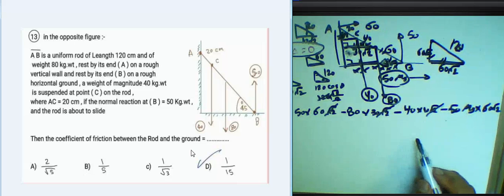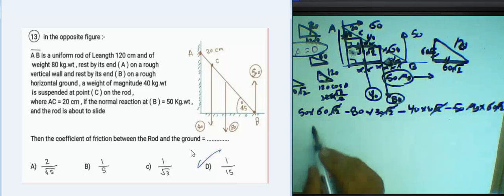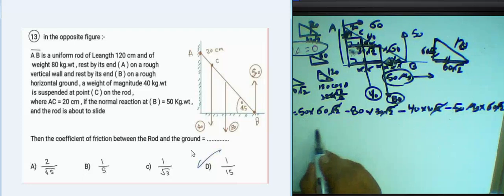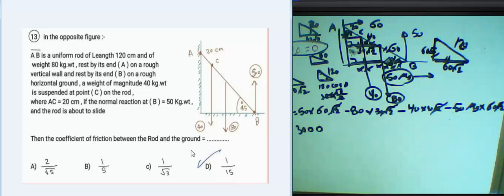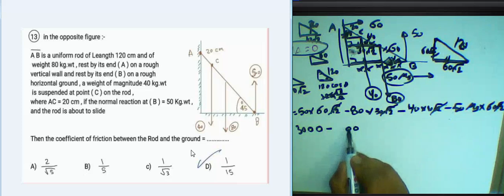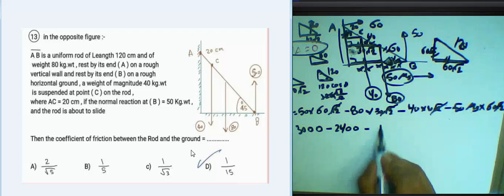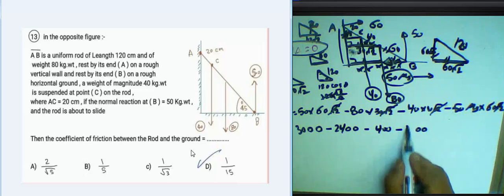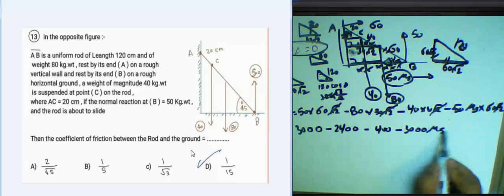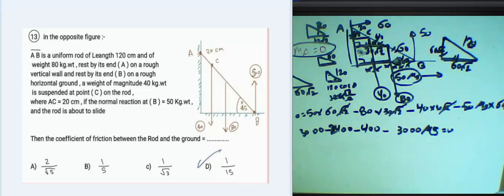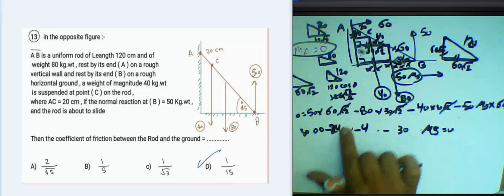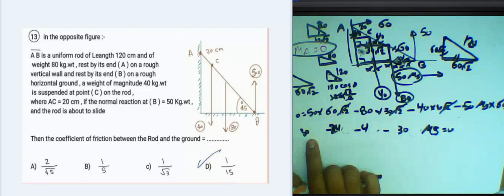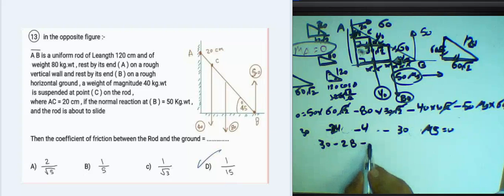Here 60 root 2, we can cancel root 2 by root 2, the result will be equal 0. 50 times 60 equals, write 0 and 0, and negative, write 0 and 0, 3 times 8 equals 24, it will be 400. Negative, write 0 and 0, 5 times 6 equals 30, 10 minus 8 divided by 100, 30 minus 24 minus 4, it will be 30 minus 28, minus, it will be negative here, 30 mu statics.